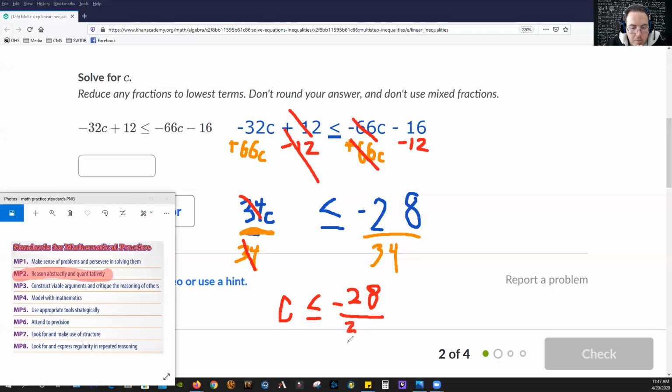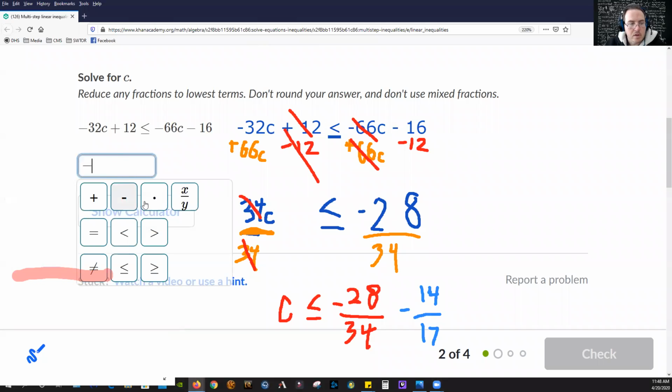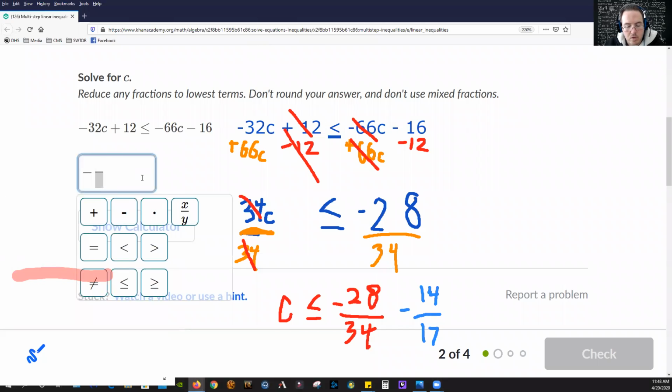They are both even. So what's another way we can write that? If we divide them both by 2, it'll be the same as negative 14 over 17. I guess that's what we're going to try and hope for the best. So negative fraction 14 over 17, see how it goes.